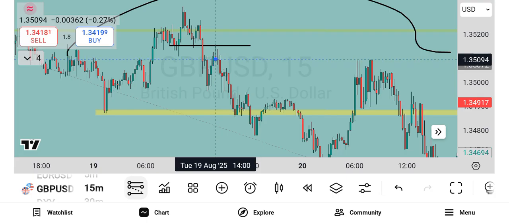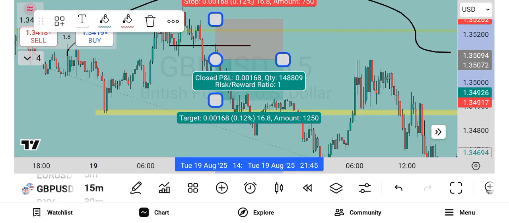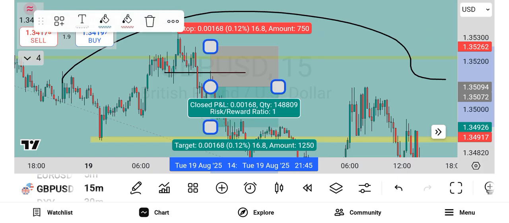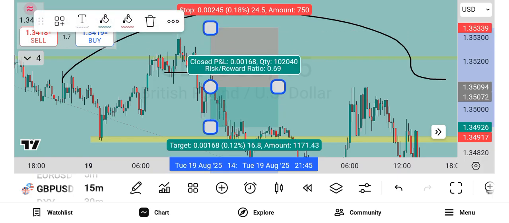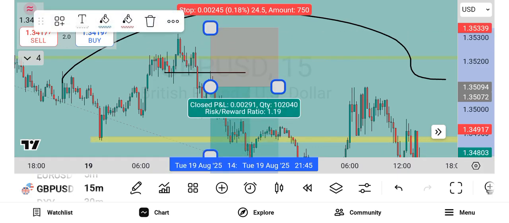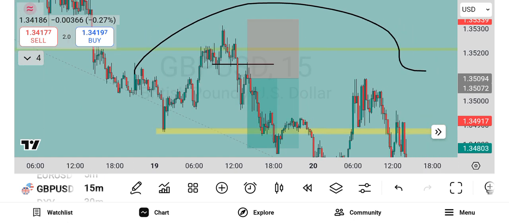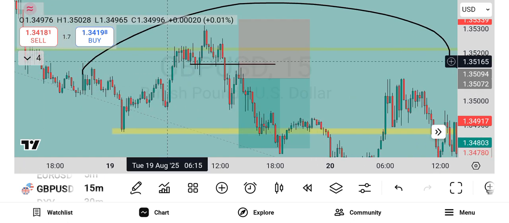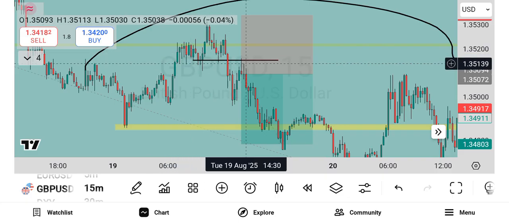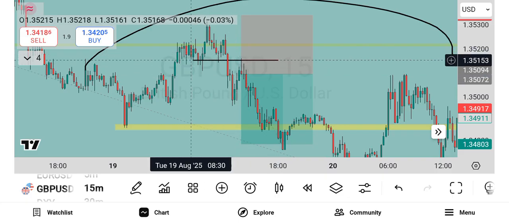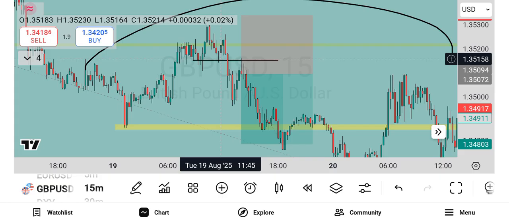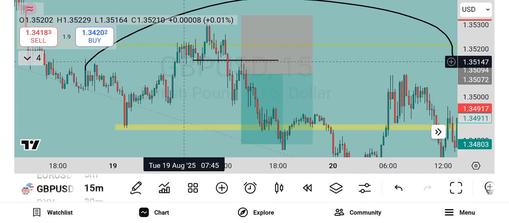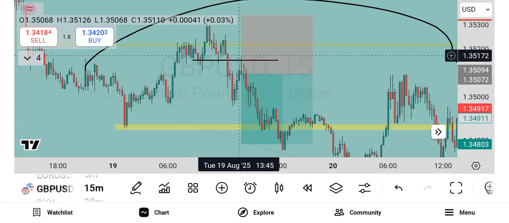Taking my second entry here, guys. This is my third entry, with my stop loss above here, and I would have been targeting that overall support area, guys. The reason I would have taken this third entry is because price broke structure here on the lower time frames. It broke this higher low and came back to retest it, guys.